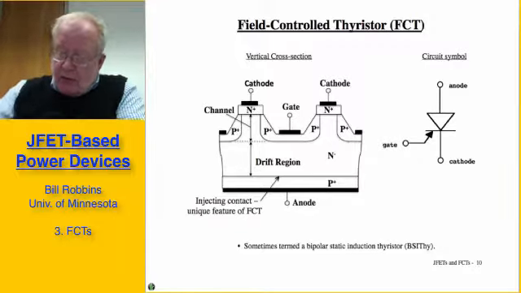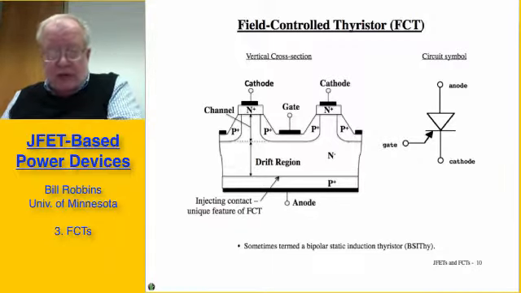The next device I want to talk about is the field control thyristor, or FCT for short. Here I show a cross-sectional view, and you'll notice it looks very, very similar to that of a JFET with one important difference. Instead of an N-type heavily doped region next to the anode, we have a P-type region that's heavily doped, and thus we have an injecting contact. This P-plus N-minus drift region is the P-N junction where we inject the excess carriers, and I've explicitly called out here that injecting contact, which is the unique feature of the FCT.